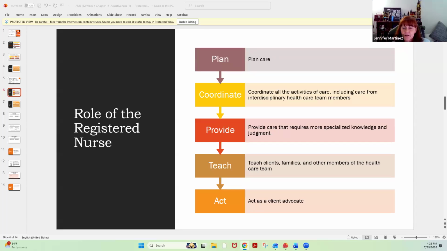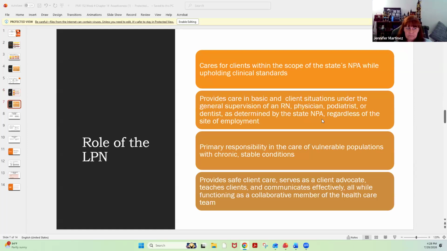So the roles of the registered nurse, they can practice in all aspects of that nursing process. So plan care, coordinate all activities of care, provide care that requires more specialized knowledge and judgment, teach clients, families, and other members of the healthcare team, and act as a client advocate. As an LPN, you will care for clients within the scope of your Nurse Practice Act. While upholding clinical standards, you will provide care in basic client situations under the general supervision of an RN, physician, podiatrist, dentist, as determined by your state Nurse Practice Act, regardless of the site of employment.